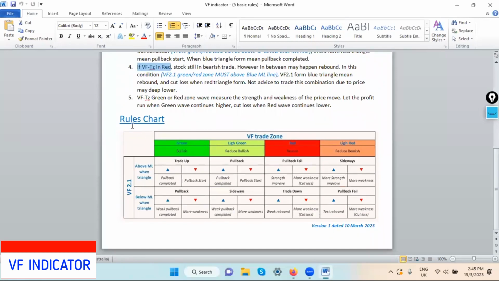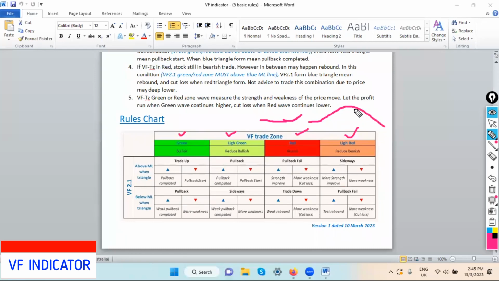So from here, the list down here is actually a root chart, a chart to show you that in this VF trade zone we have a green and light green, and a red and light red. This color indicates that if you are in a green color, the thing is all bullish. When you come to a light green, the momentum is getting less and less. Sometimes the wave is up, then it's coming down, and usually when it comes down here it will be light green, which means the background momentum is going down.